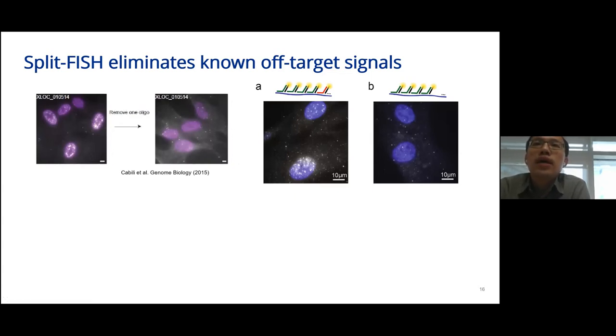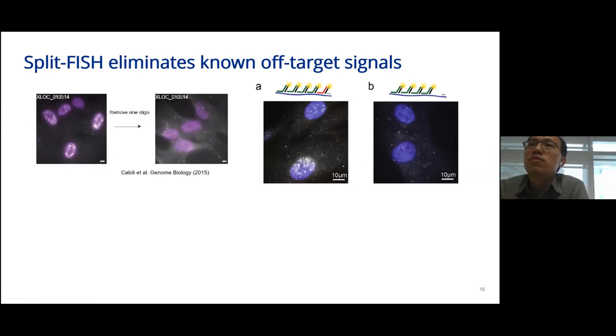And when they went in to titrate each oligo, they found that one of the oligos was giving this false signal in the nucleus. And when they removed only one out of the 50 oligos that they used, the true localization of this non-coding RNA was revealed.